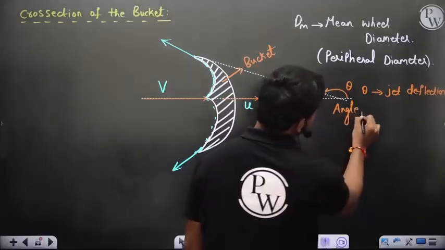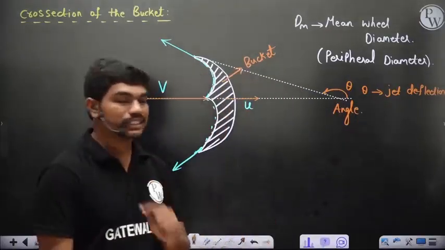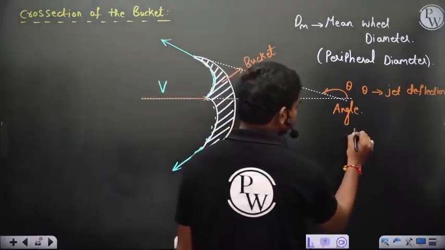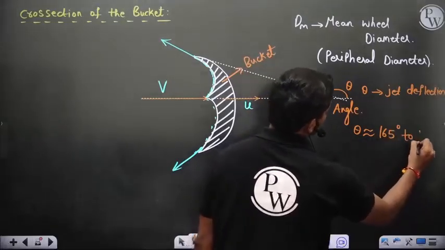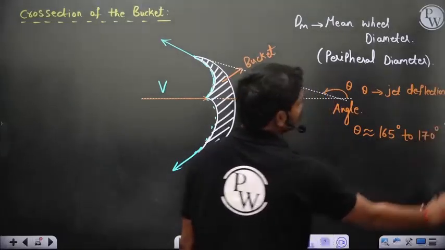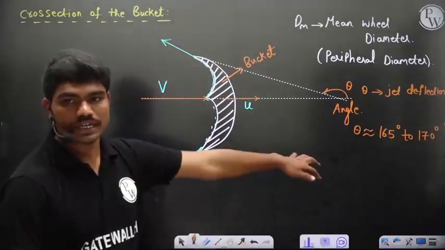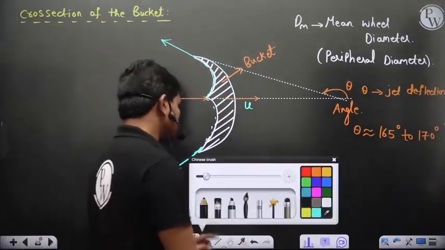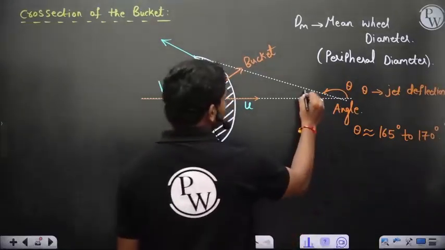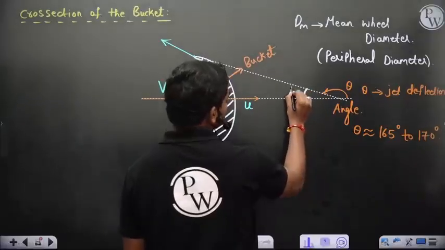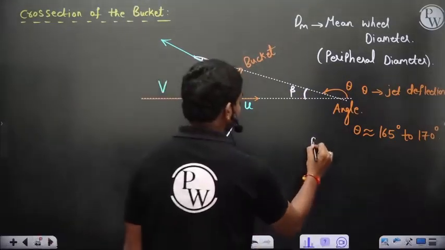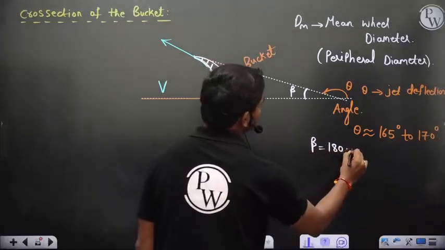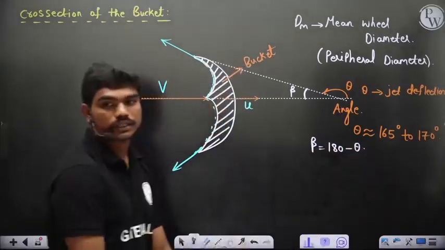Normally in a Pelton wheel, it is maintained somewhere between 160 and 180, say 165 degrees to 170 degrees. Okay, beyond that it is risky again. Why? I'll tell you. This is theta. This angle here is called beta, which is 180 minus theta, of course. So beta is basically 180 minus theta. That's it.